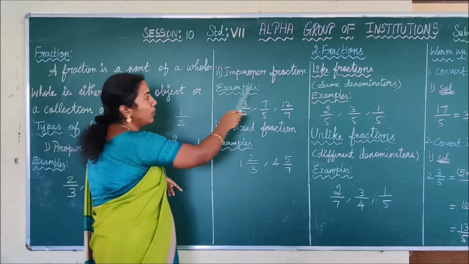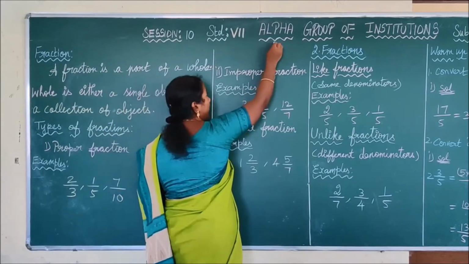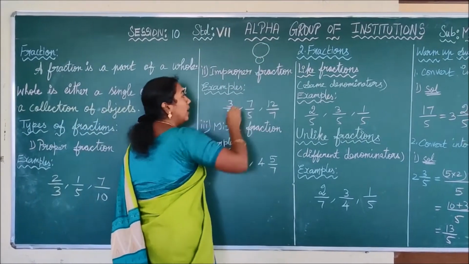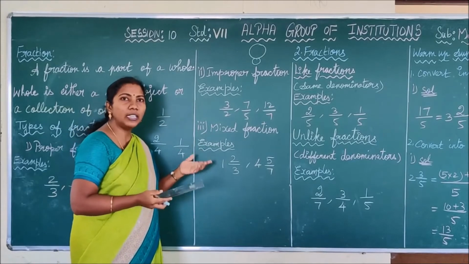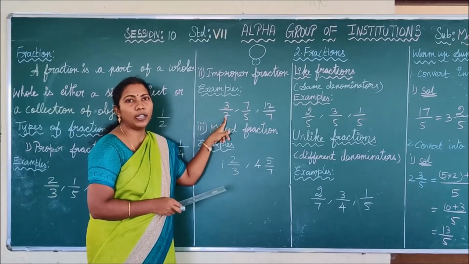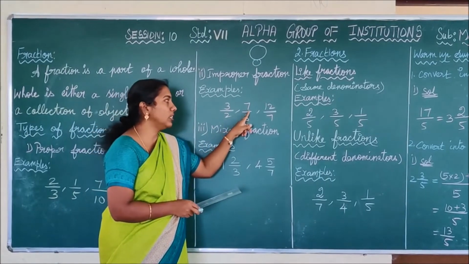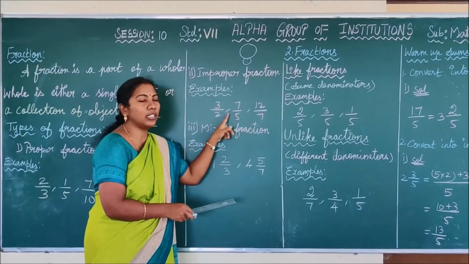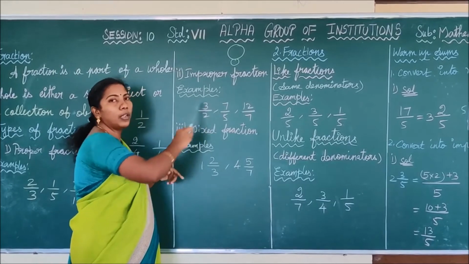Improper fraction means the numerator is bigger than the denominator. See here, numerator is 3, it is bigger than the denominator 2. See here, 7 is bigger than 5, 12 is bigger than 7. These are the examples for improper fraction.